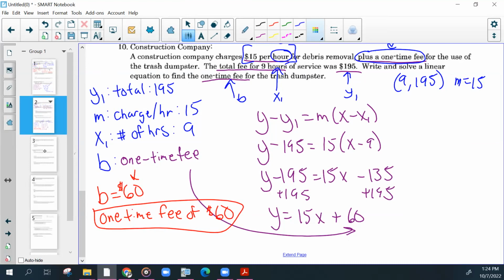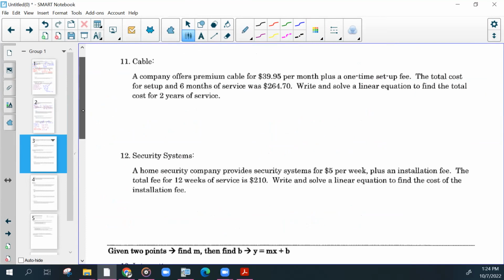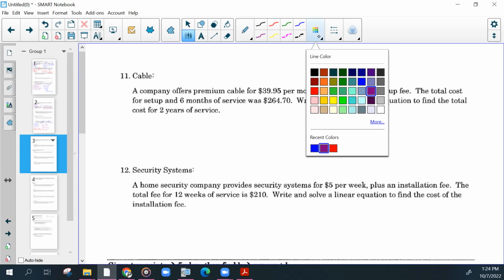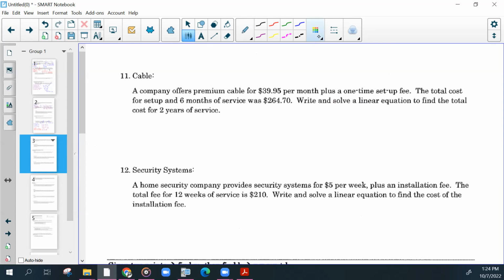Now we're going to do 11. So 11 is similar, but now we're using a cable company. Company offers premium cable for $39.95 per month. As you start to read these, you could probably start to pick out things, plus a one-time setup fee. The total cost for setup and 6 months of service was $264. Write and solve a linear equation to find the total cost for 2 years of service.